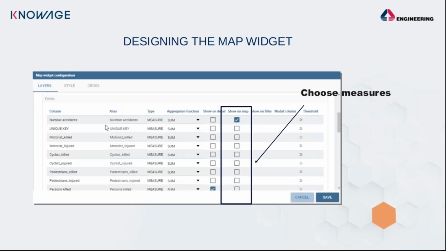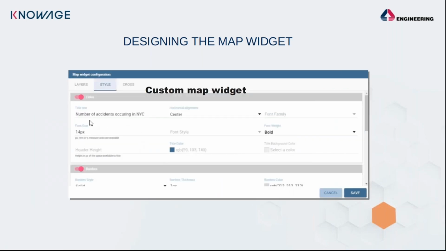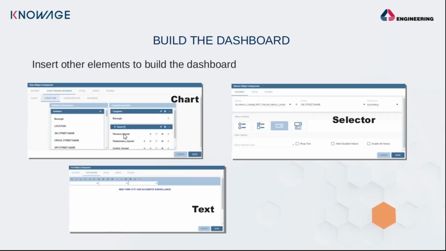We click on the style, we go down because we want to specify which attribute will be shown on detail, which one will be shown on the map. We leave the default value for the aggregation function if we are fine with that, or we change it if we want count, average, whatever. We move to the style tab because here we are going to customize the map widget in terms of title, borders, etc. And as final steps, we will put inside the dashboard some more extra widgets. Just for example, we will insert a chart, a selector, and a text widget.